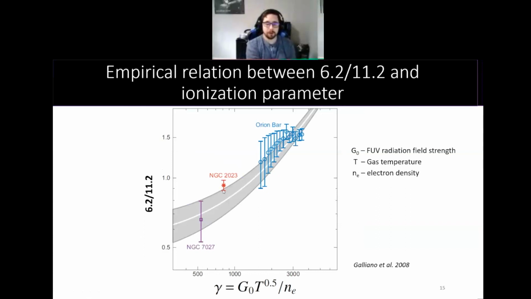Additionally, Galliano et al. in 2008, among other authors, found a strong correlation between the 6.2 and the 11.2 PAH emission bands. If you recall, the 6.2 band was attributed to ionic PAHs, and the 11.2 band was attributed to neutral PAHs. And we have what's called gamma, or the ionization parameter, which is a combination of physical conditions such as the radiation field strength, the gas temperature, and the electron density. There's a strong correlation found within these galactic sources, probing a wide range of ionization parameter strength.